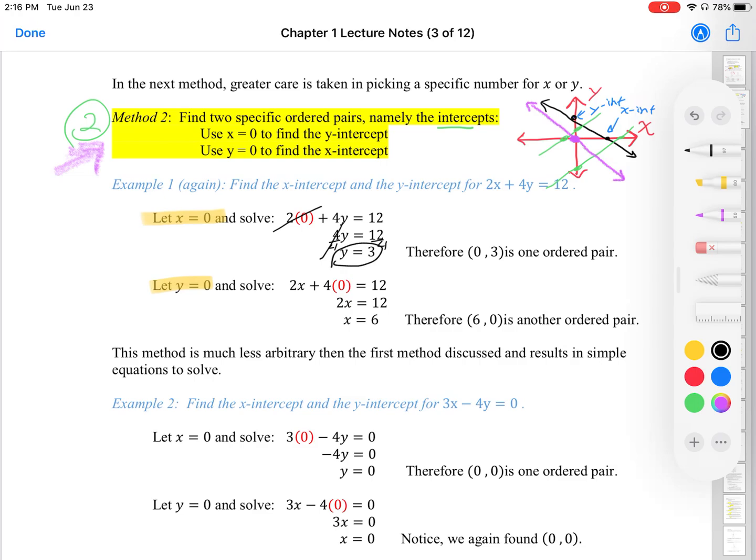So what's our coordinate point? Remember, it's always given as x comma y. We chose x to be 0 and my y is 3. So that's our ordered pair.